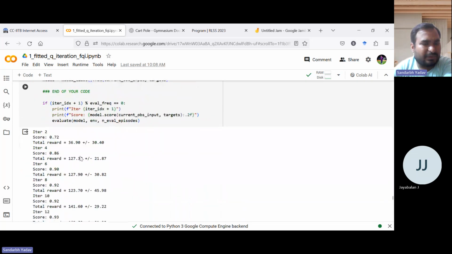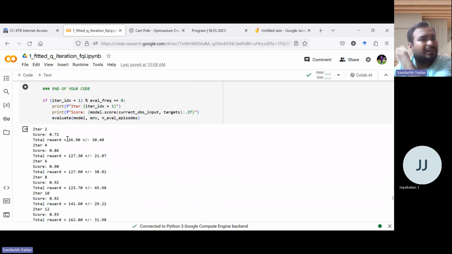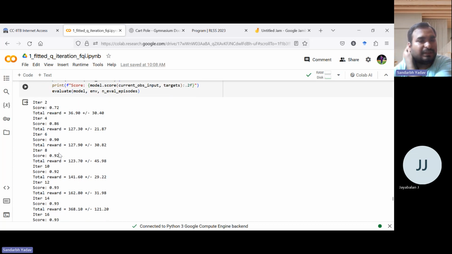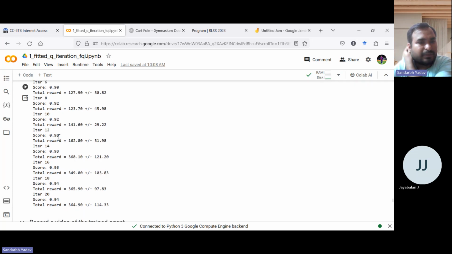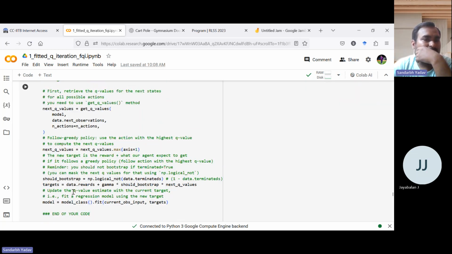This is the maximum number of iterations, and as you can see, with time the score is also improving. Initially it was 0.72, then became 0.86. So with iterations we are learning better. Then 0.9, 0.92, and at iteration 12 it became 0.93, 0.94. The maximum you can achieve is 1, so it got close to 0.94. That's essentially very good, and that too in 20 iterations.